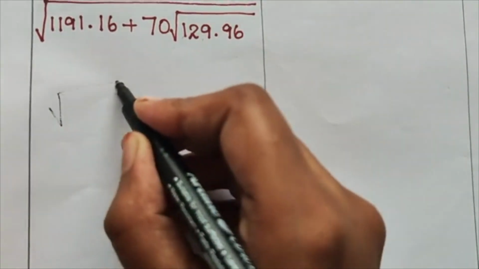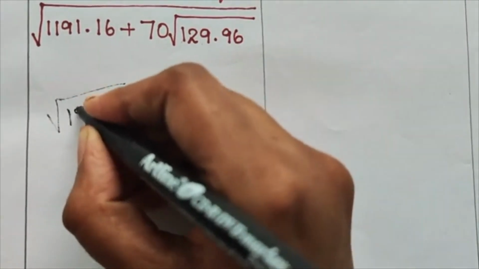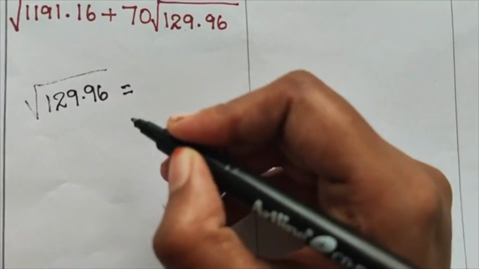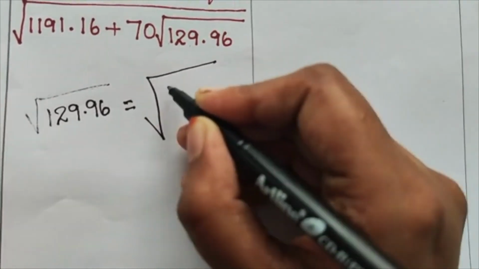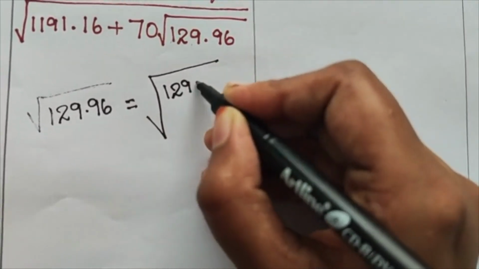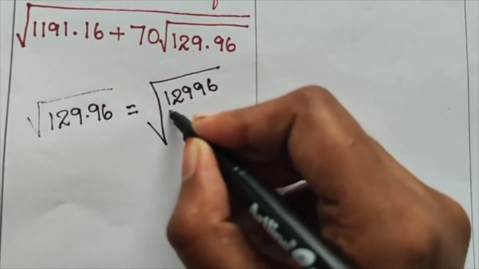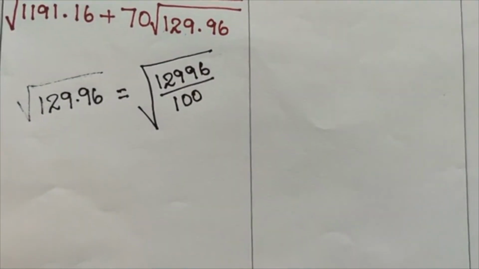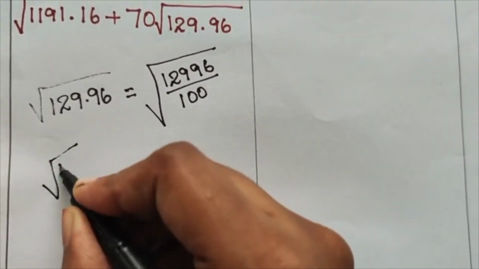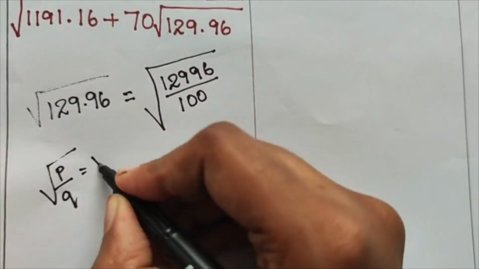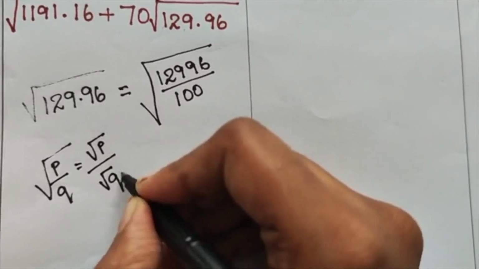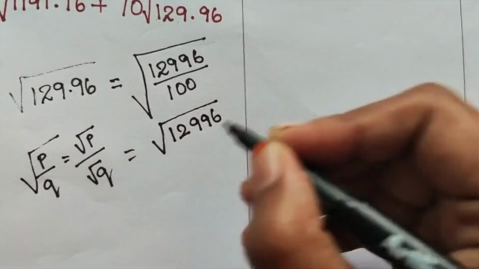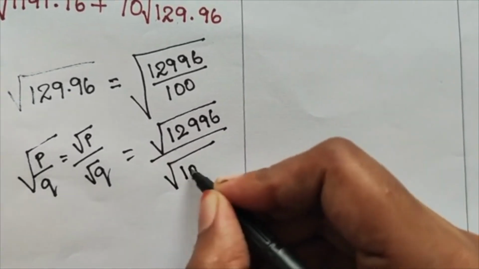Square root of 129.96. So we can write all decimals in terms of fractions. So shall I write this 129.96 as 12996 by 100? Because I am writing 100, it means the decimal point moves two places. We know that square root of p by q can be written as root of p by root of q. So this can be written as root of 12996 by root of 100.